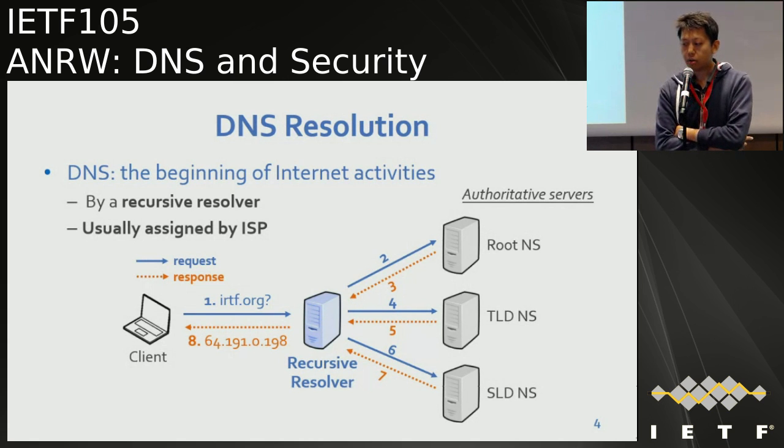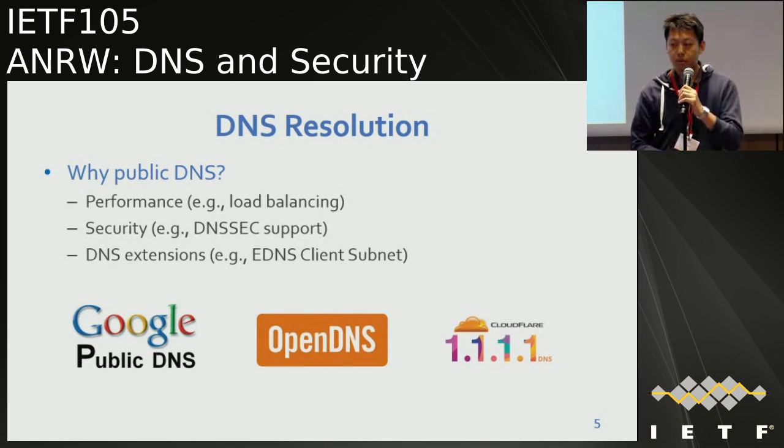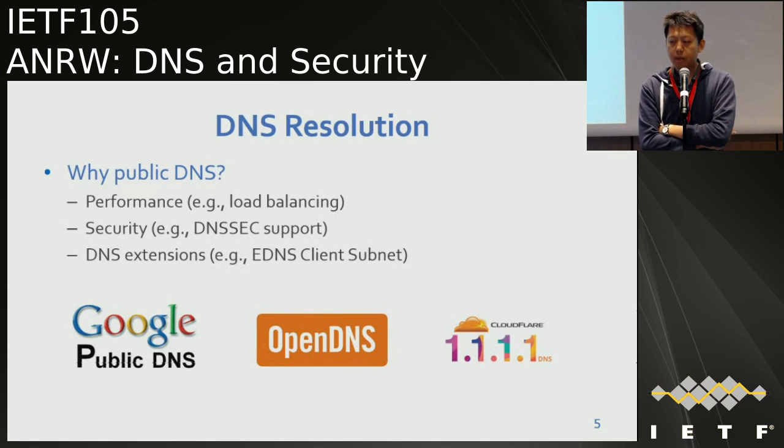and then give it back to the client. When you have a contract with an ISP, typically they will give you a default recursive resolver to use. But now it turns out more and more users prefer to use public DNS resolvers. We have Google, we have OpenDNS, we also have Cloudflare. They are very, very good. I believe the three major reasons for users to switch to public DNS resolvers could be performance, better security, and also support for the DNS extensions turned out to be maybe better.